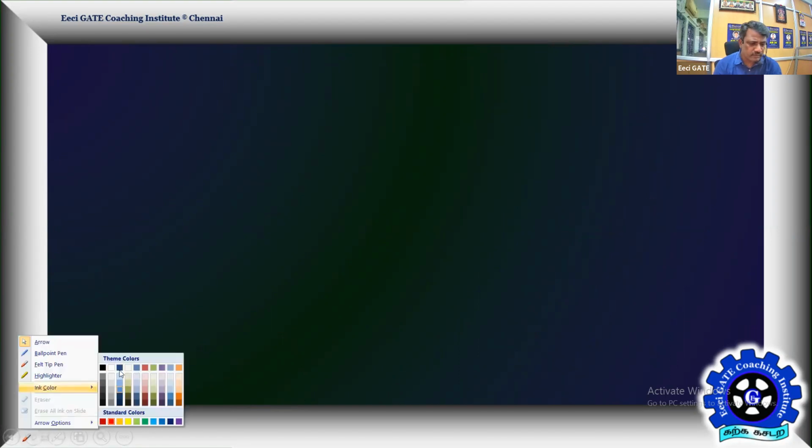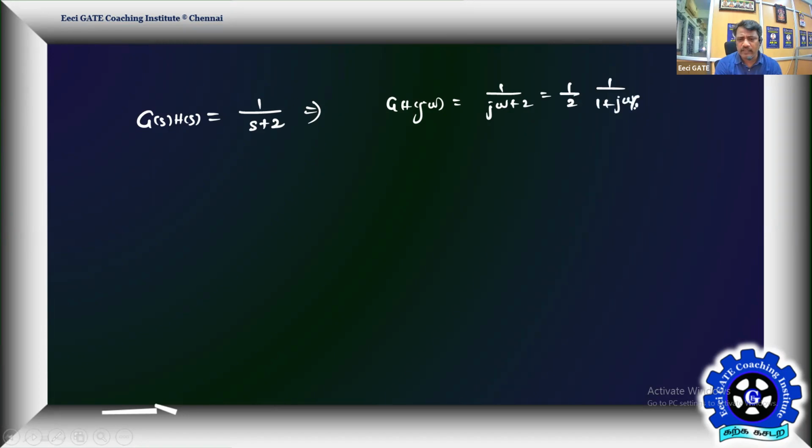So without adding a pole, G(s)H(s) will be equal to 1 by s plus 2. Then set s equal to j omega. So G H of j omega is going to be 1 by j omega plus 2. It can be written by taking the gain as 1/2, and the rest will be 1 plus j omega by 2. The cutoff frequency is, it's a low pass system, like a low pass filter, a first order low pass system.